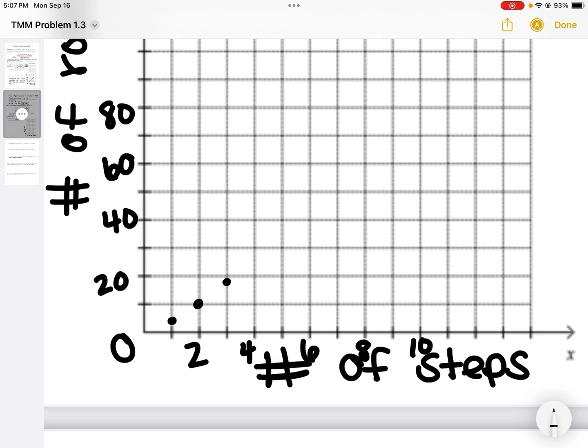For 4, I'm going to go to the right 4. I'm going to go up 28. So again, it's a little bit below where 30 would be. We are estimating to the best of our ability. I'm going to go to the right 5, go up to where 40 is. Going to go right 6, and then I'm going to go up to where 54 is. Go to the right 7, going to go up to 70. And then our last one is 8, 88. So I'm going to go to the right 8, and I believe it should be right under 90.